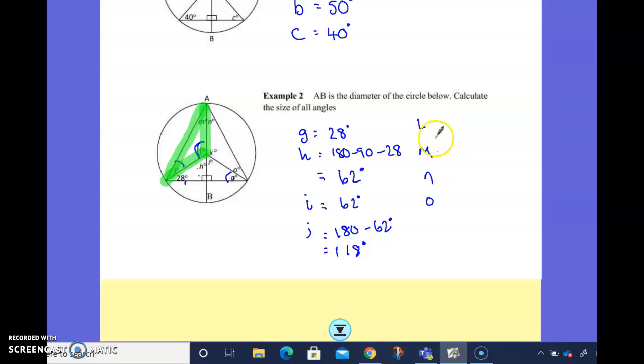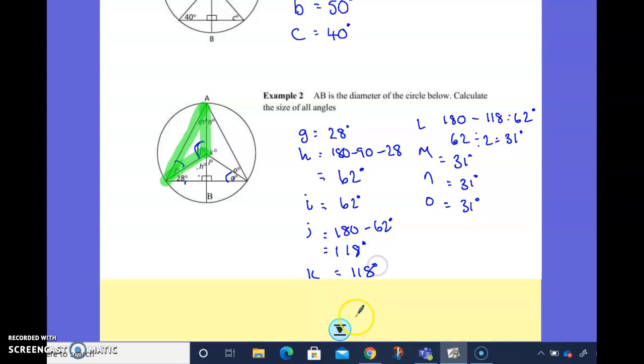So to work out M and L, because it will work out both of them, we need to do 180 minus the 118, which takes us back to the 62 degrees, and you'll find this happens a lot when you're doing this. That's shared equally between L and M, so we need to divide it by 2. So L is 31 degrees, and M is also 31 degrees. N is also 31 degrees, and O is also 31 degrees. And for those of you that are good with your alphabet, you'll have spotted I've missed out K. K is the same as J, because it's a line of symmetry, so it would also be 118 degrees.